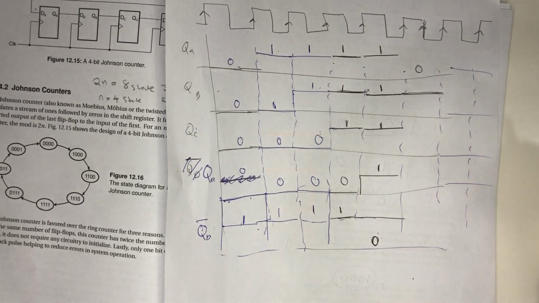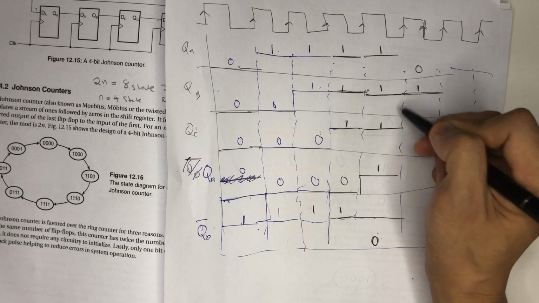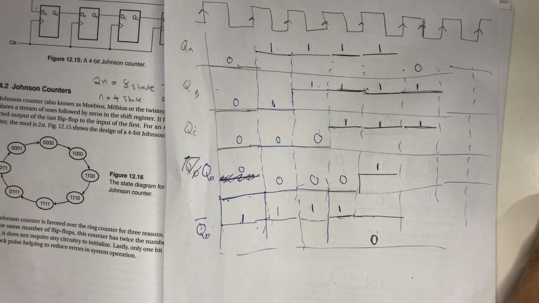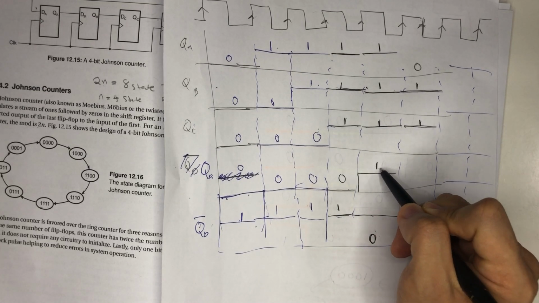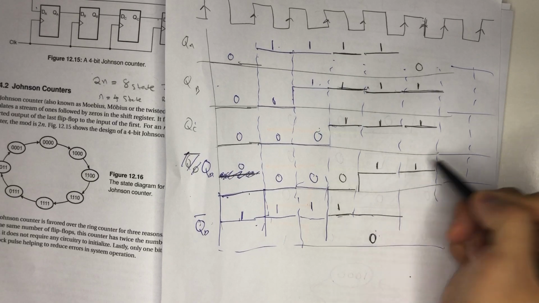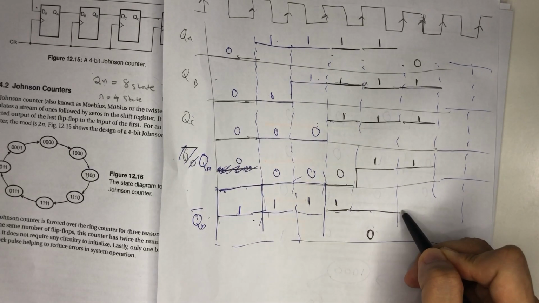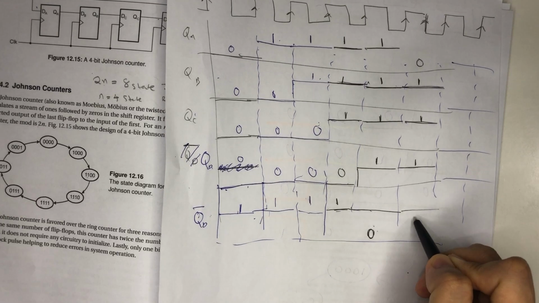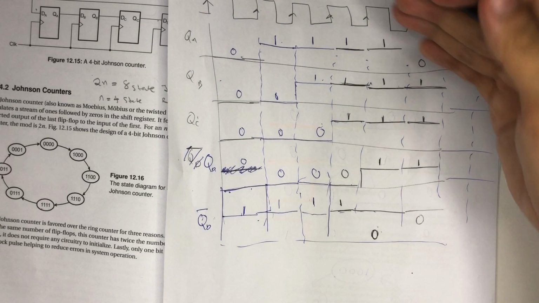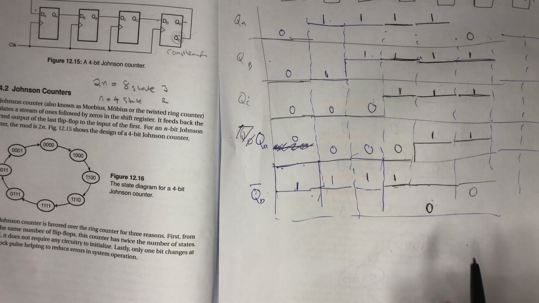It's coming from the previous flip-flop. And then this one is taken from here, so you still have 1 here. And the 1 here is taken from here, that's why you have 1 here. Okay. And because this is 1 for QD, the inverted will be 0.